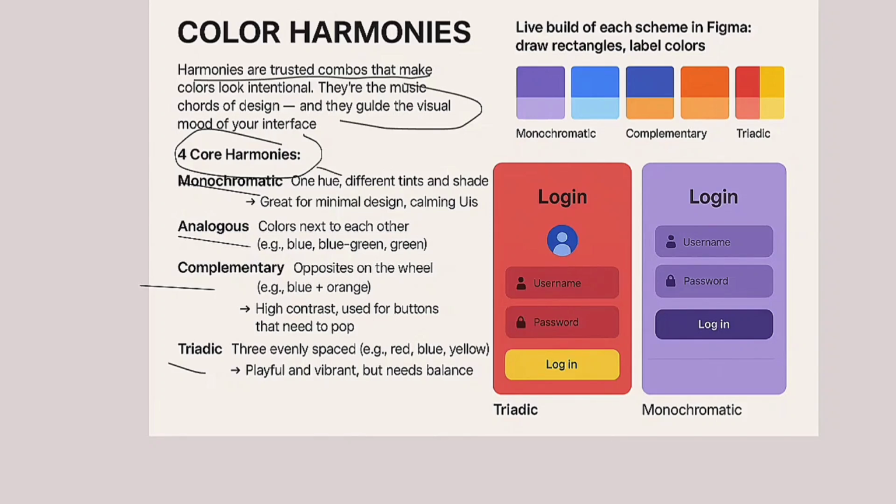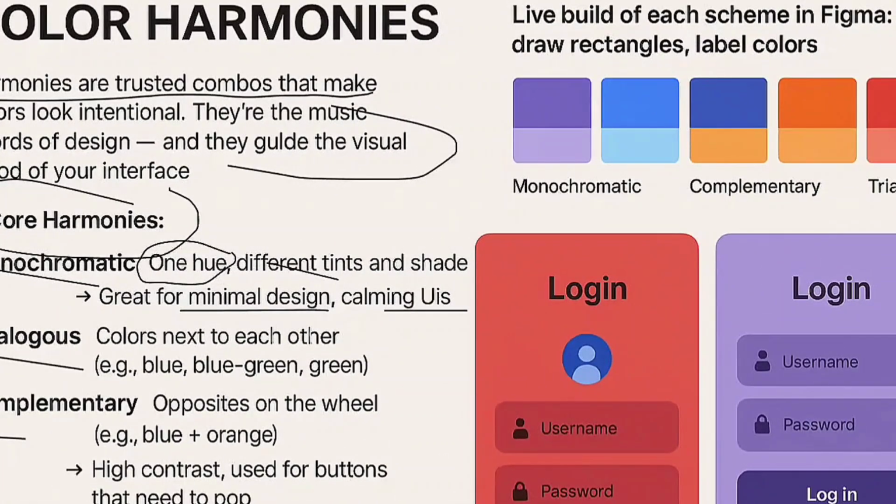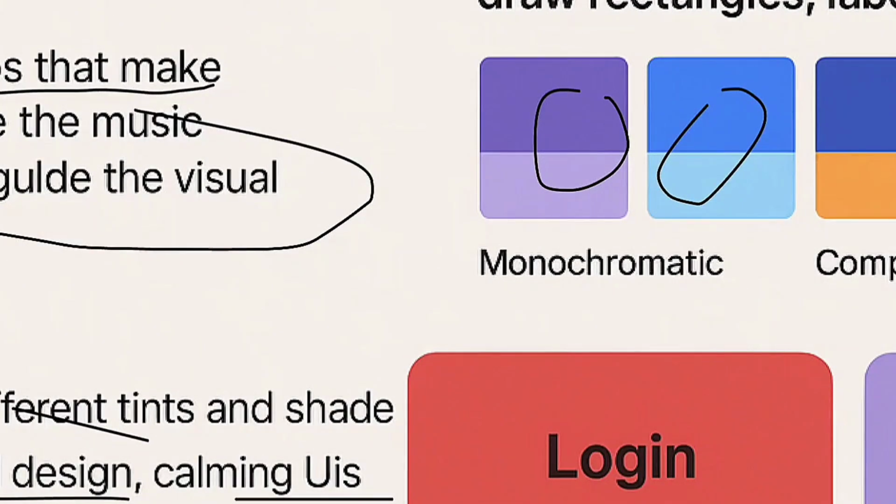Now let's understand everything. Monochromatic means tints and shades, and monochromatic harmonies are used for minimal design or calming UIs. Here you can see what monochromatic means in this image. Monochromatic means a minimal color palette. We are using the same color, just with different tints, so the shading is different. Here is dark purple, and the whole image contains purple, just dark here and light here. Same here, dark blue and light blue. This is known as monochromatic.